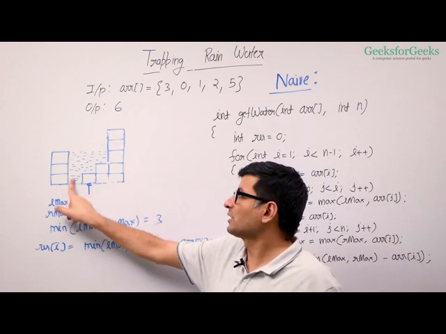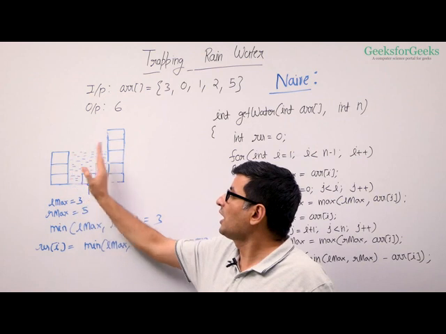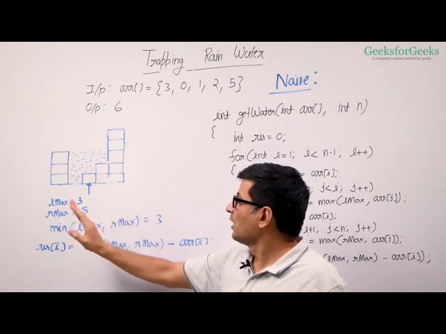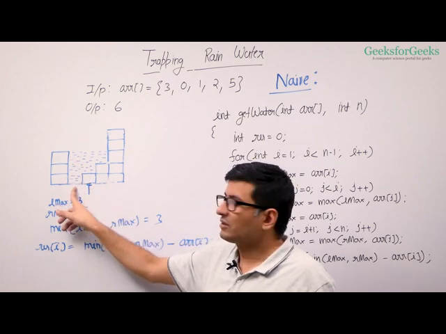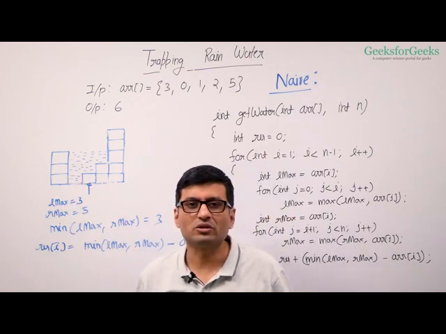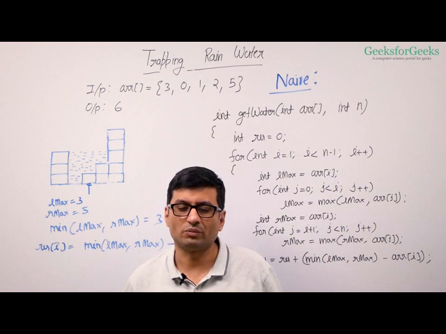Let's do it for this one. Lmax is 3, Rmax is 5. What is the minimum of these two? 3. And what is the height of this bar? 0. So 3 minus 0, 3 units of water we can store on top of it.